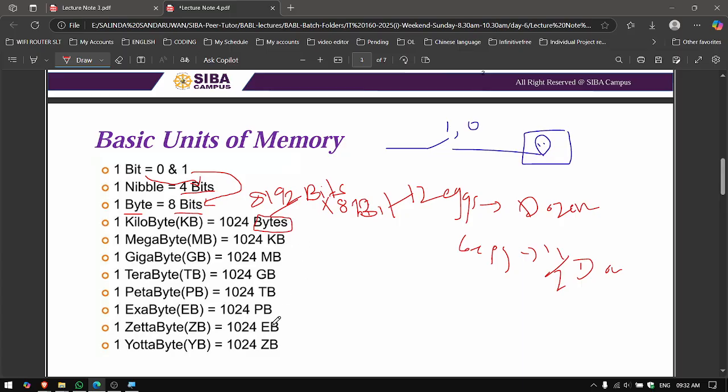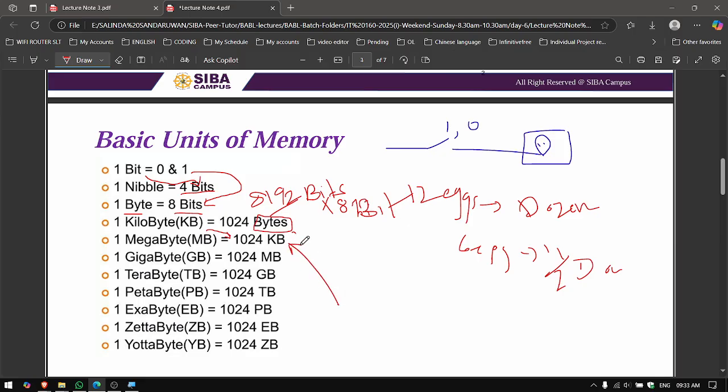Then, hereafter it's easy to remember. 1025 bytes is called 1 kilobyte, right? Sorry, 1025 bytes is called 1 kilobyte. Then 1025 kilobytes is called a megabyte. So here, how many bits?